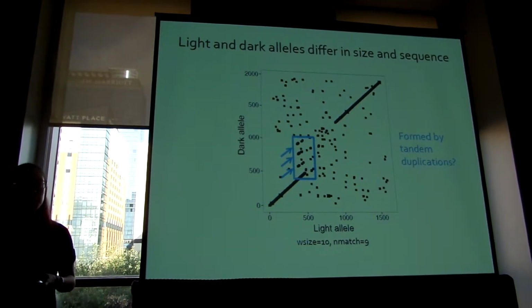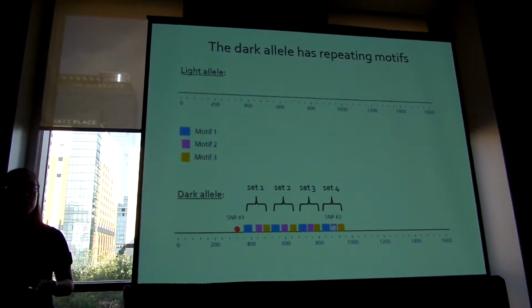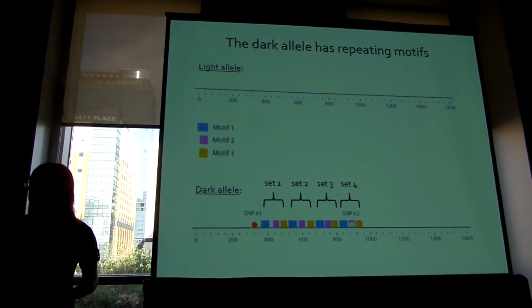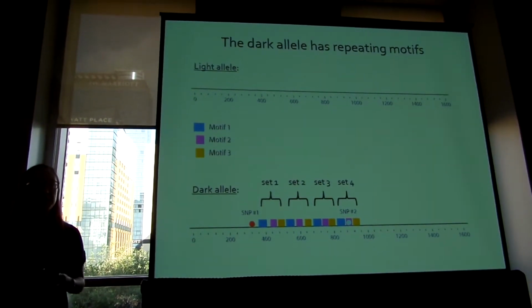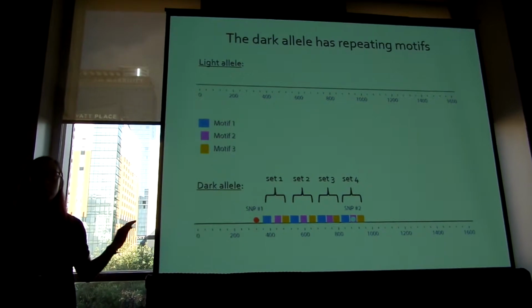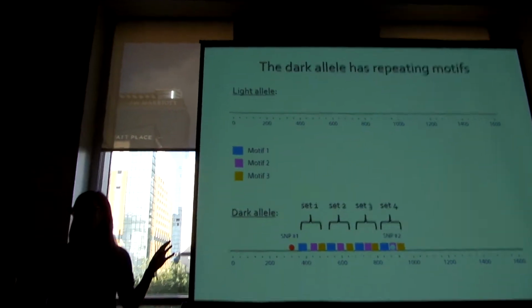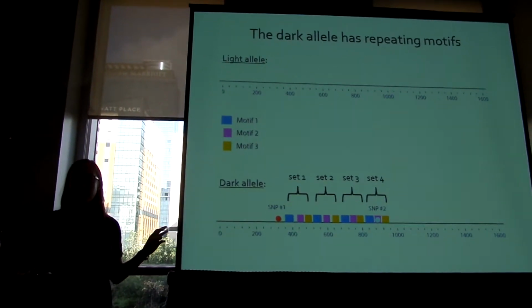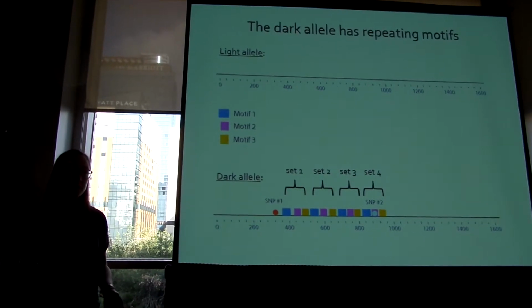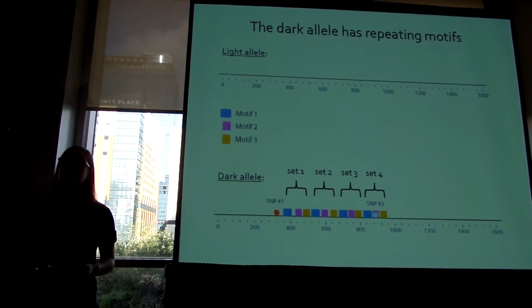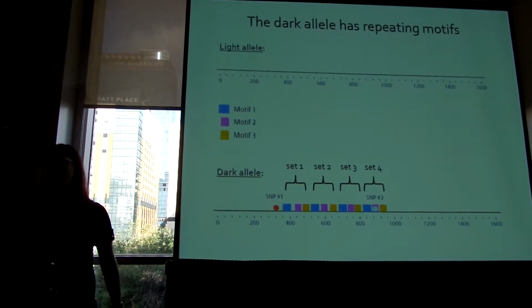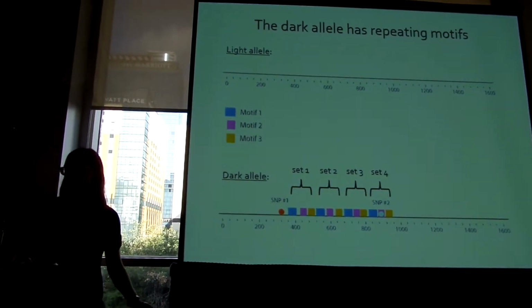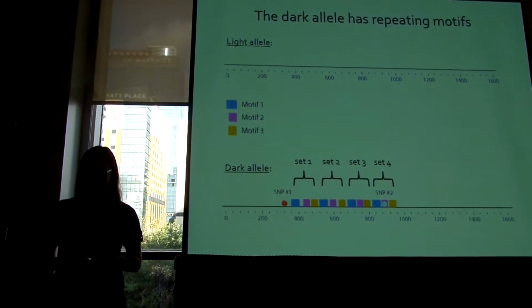So to look at this a little further, I used the MEME Suite TomTom tools to look for enrichment of particular motifs. And I found that 3 motifs seem to be repeated in the dark allele that were absent in the light allele. And these were repeated in sets of 3-4 times, so perfectly fitting with my idea that there might be tandem duplications in this region. And I'm showing the red and blue SNP for reference here that we found in our genome association study.